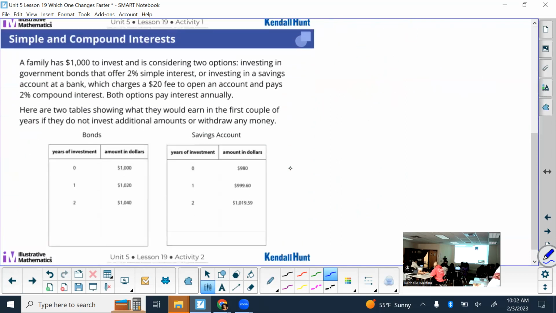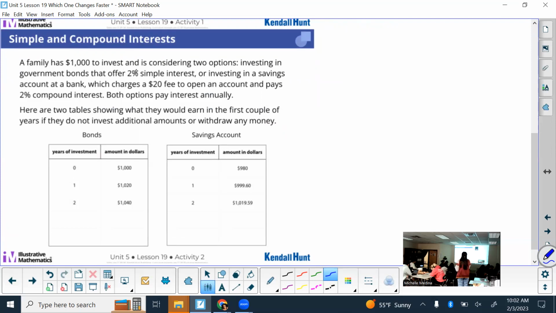All right. So then a family has $1,000 to invest and is considering 2 options. Investing in government bonds that offer 2% simple interest, or investing in a savings account at a bank which charges a $20 fee to open an account and pays 2% compound interest.